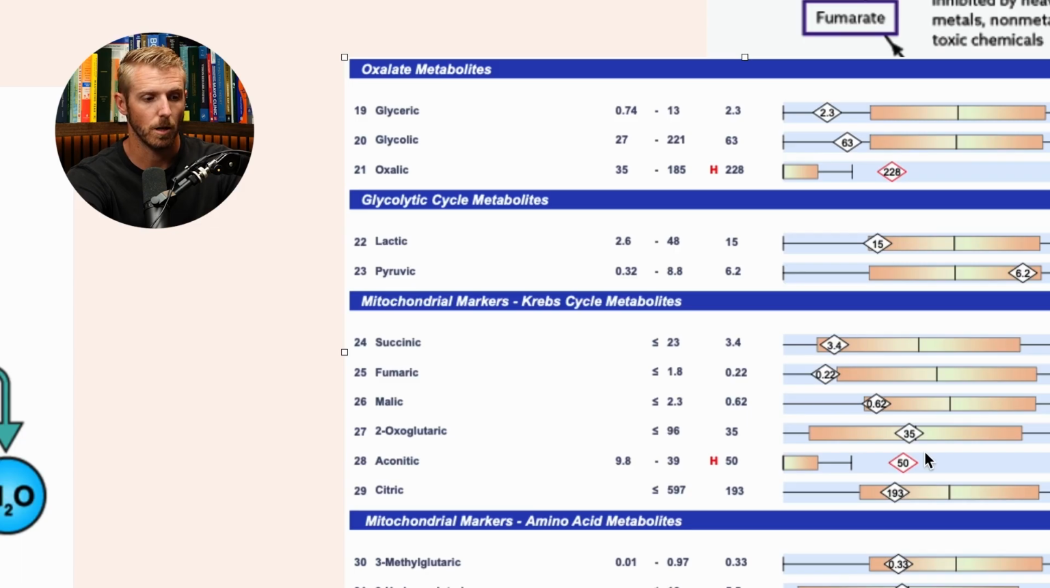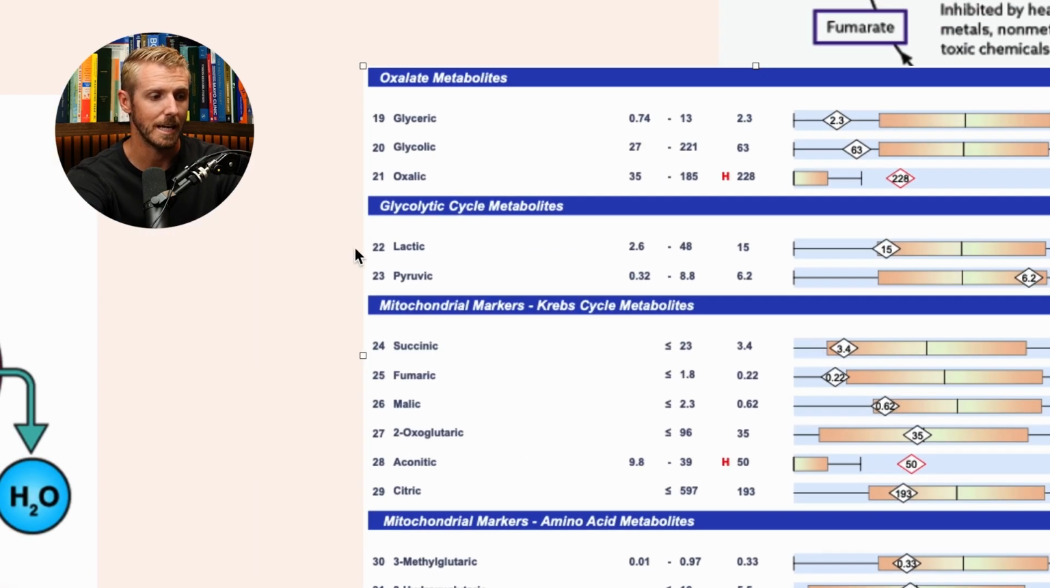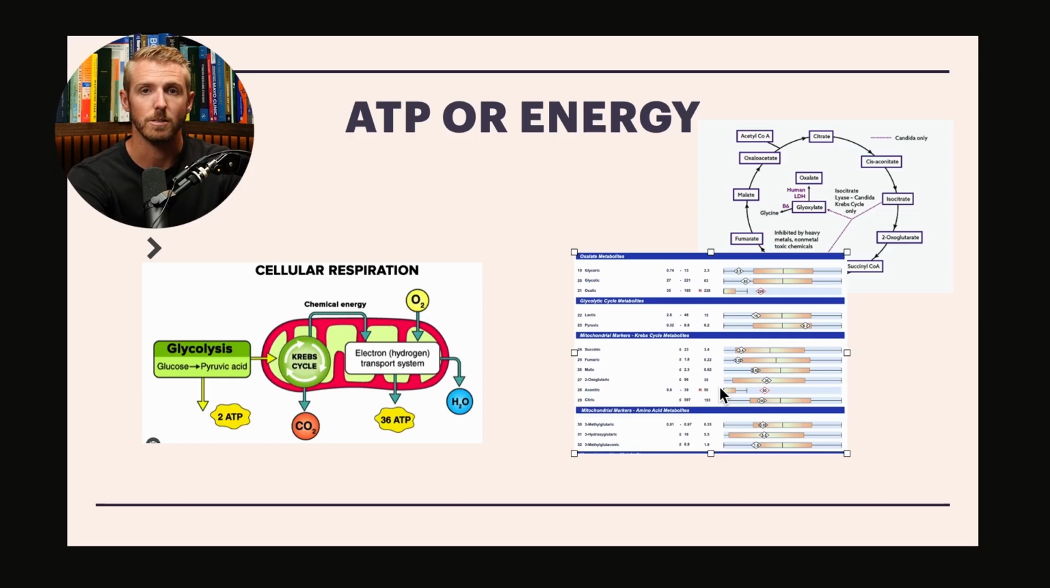If these numbers are really low or really high, it simply means that we're not efficiently getting through that Krebs cycle. And therefore, we're not going to spit out enough ATP or have energy. So if a kid's fatiguing out constantly, this can start telling us why. And there might be a lot of underlying reasons.